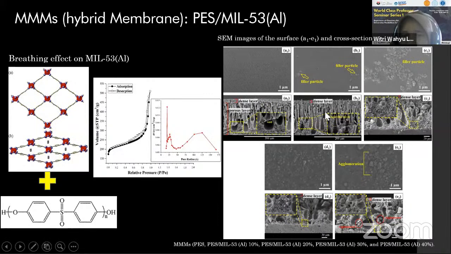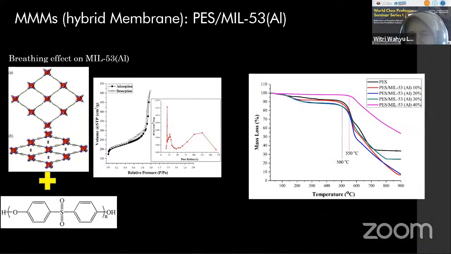And here we can see the dense layer of the membrane, and then we can see the porous layer that's filled by the MOF itself. And what we can see here is the MOF itself plays an important role in catching the gases and also in separating the gases, and it can also increase the thermal stability of this composite. We can see this around 50 degrees Celsius increase in the thermal stability of this membrane.